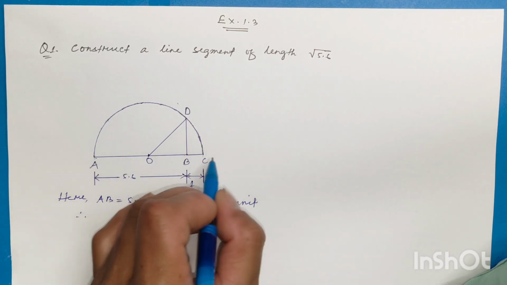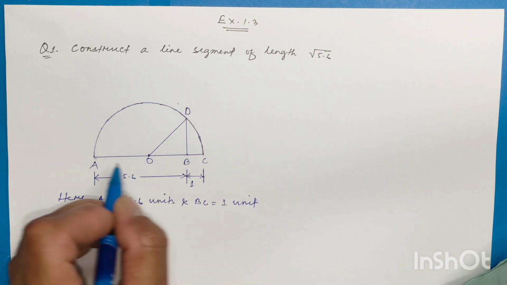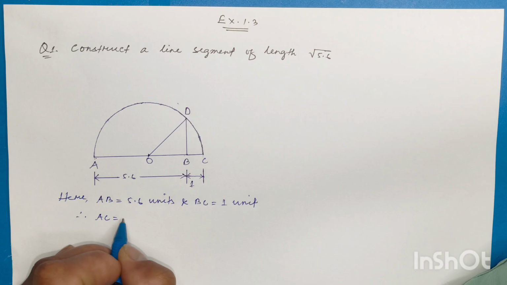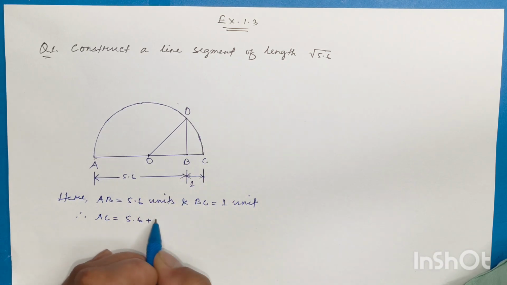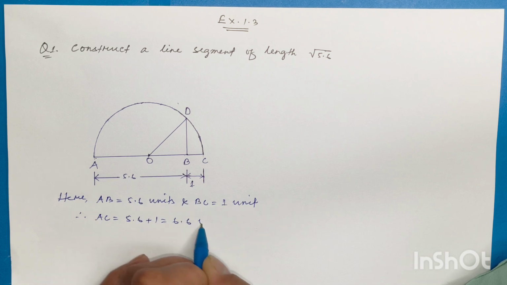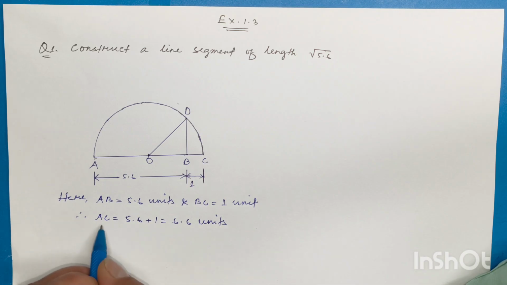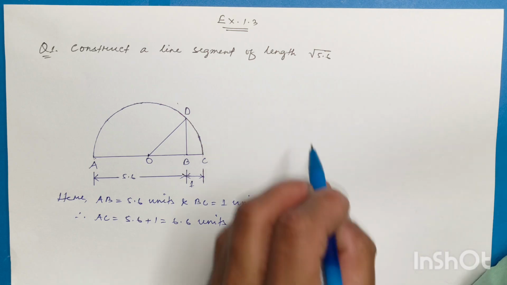Therefore, now let's find the AC length. AC length is equal to AB plus BC. AB equal to 5.6 plus BC equal to 1 unit. Now 1 plus 5, 6.6 units. We know that AC equal to what? 6.6.